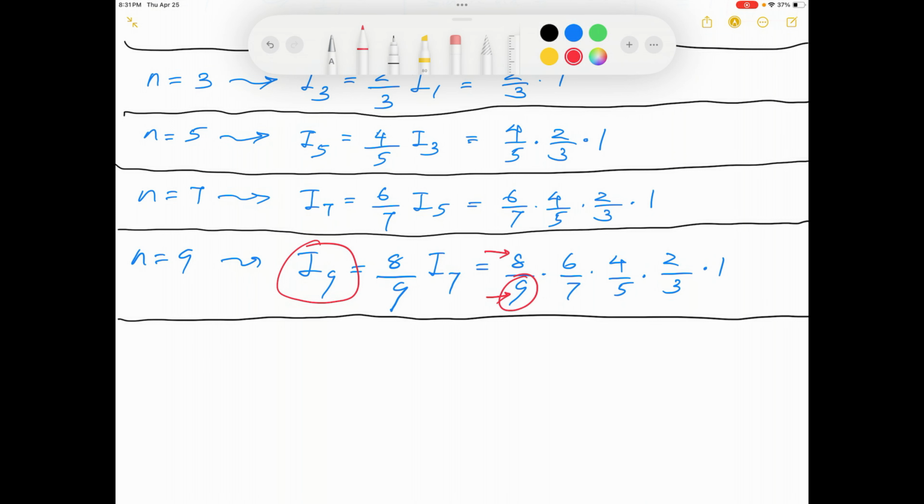On top I have 8. That means that same number 9 went to the bottom, 9 minus 1 went to the top. Alright, that's how that first part is identified.